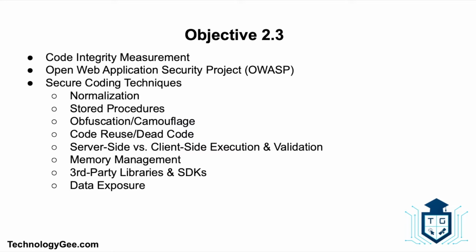In this video, you're going to learn about code integrity measurement, Open Web Application Security Project, and secure coding techniques such as normalization, stored procedures, obfuscation, camouflage, code reuse, dead code, server-side versus client-side execution and validation, memory management, third-party libraries and software development kits, and data exposure.